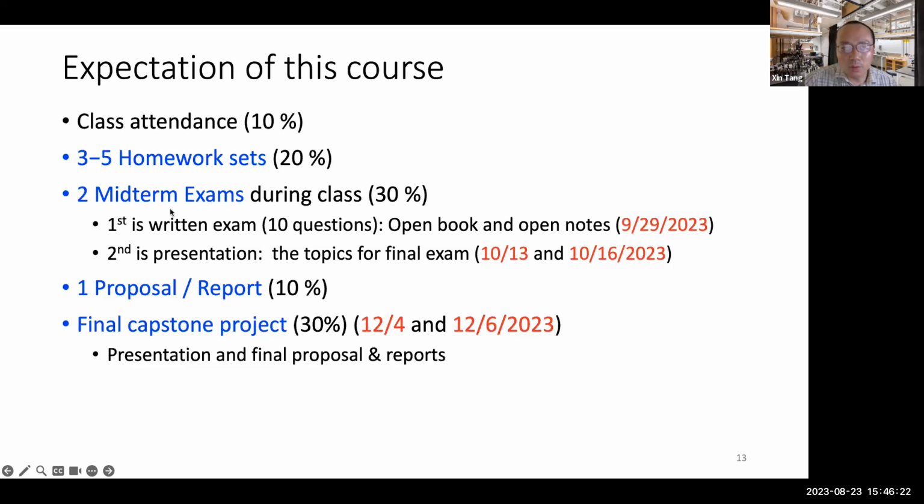We will have 2 midterm exams during the semester. One is a written exam. So I will prepare 10 questions for you. It's open book and open notes, and then you can finish the exam during the class. It will be September 29. Okay, you can finish the exam in the class.